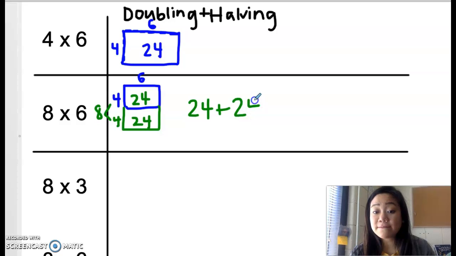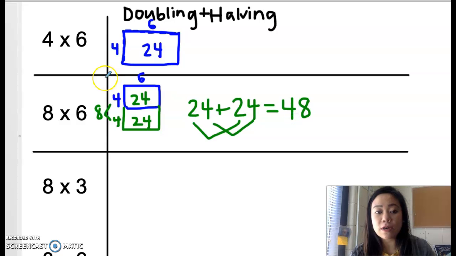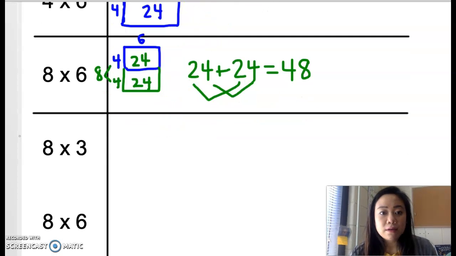is, I'm going to add the 1s, which is 8. I always start with the 1s because it's easier to regroup from there. And then I add the 2s, and that's 4. My answer is 48. All right, let's go to the next one.